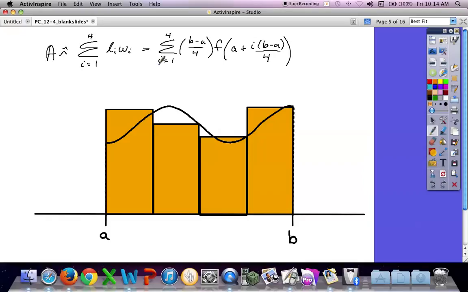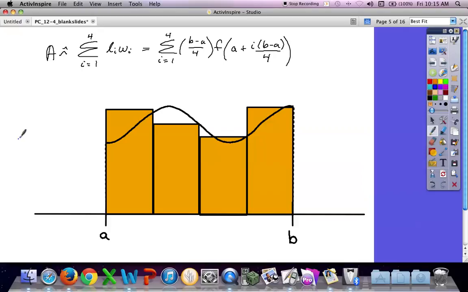Now we're going from i equals 1 to 4 because we're counting 4 rectangles. The width is (b minus a) divided by 4. And in our formula for the value of the function, we're going to be adding again these. We're starting at a and we add 1 width, then 2 widths, then 3 widths, then 4 widths. 1, 2, 3, 4.